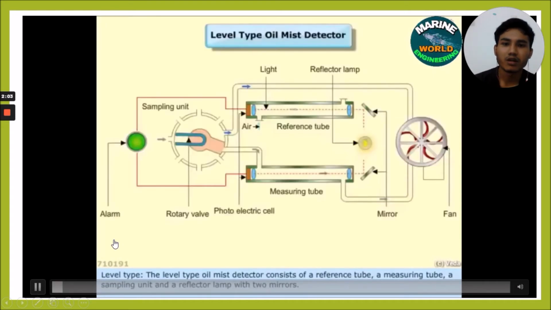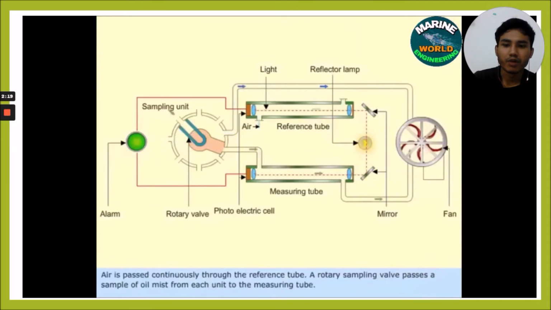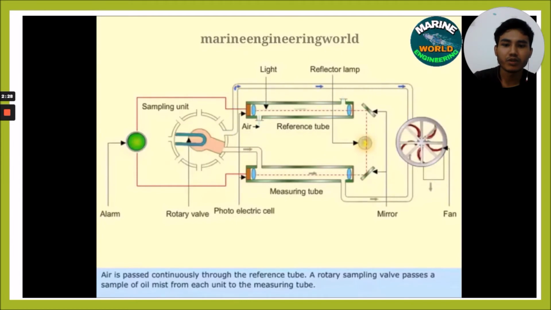This is a level type oil mist detector. The level type oil mist detector consists of a reference tube, a measuring tube, a sampling unit, and a reflector lamp with two mirrors. Air is passed continuously through the reference tube. A rotary sampling valve passes a sample of oil mist from each unit to the measuring tube.